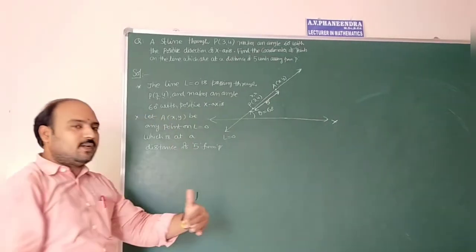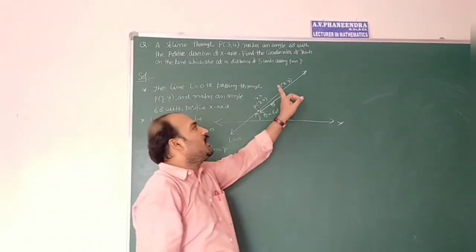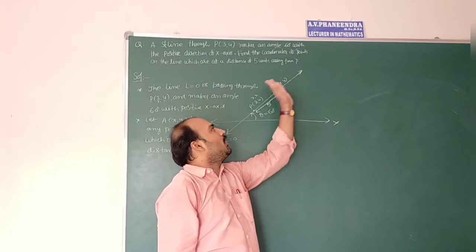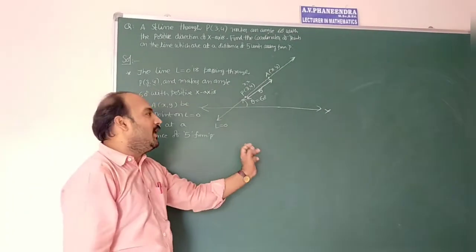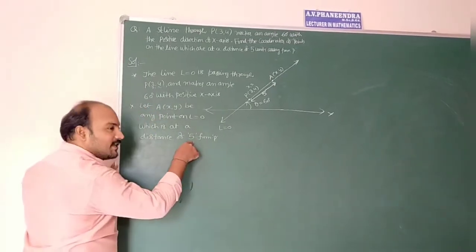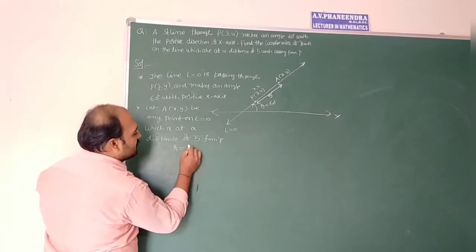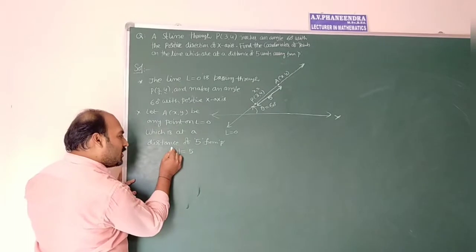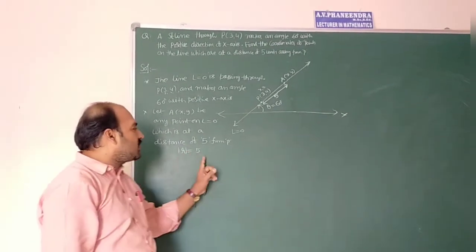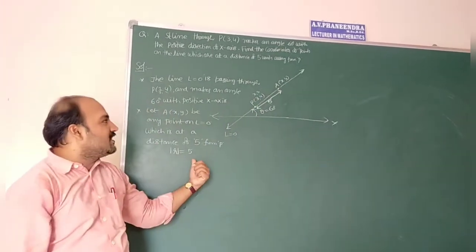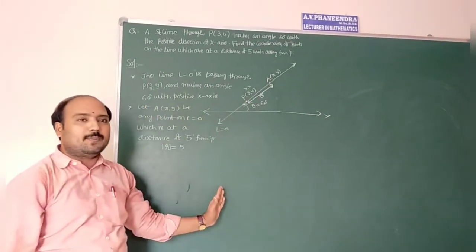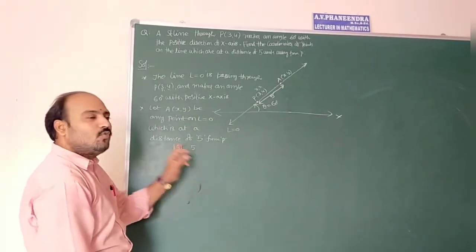I already said in previous videos, the point can be above the point P or below the point P. So this distance, we can assume that r is equal to 5. Instead of that, mod r is equal to 5. If we consider plus 5, the point A is above the point P. If we are considering minus 5, the point A is below the point P. That is the reason r is equal to 5.